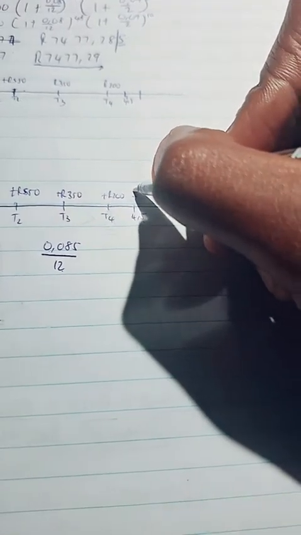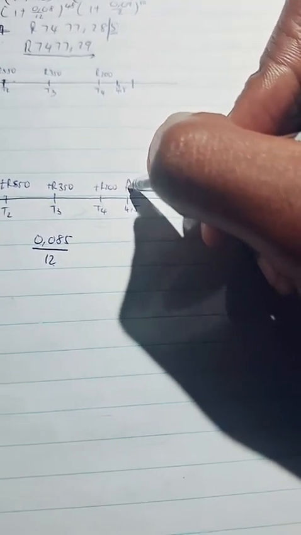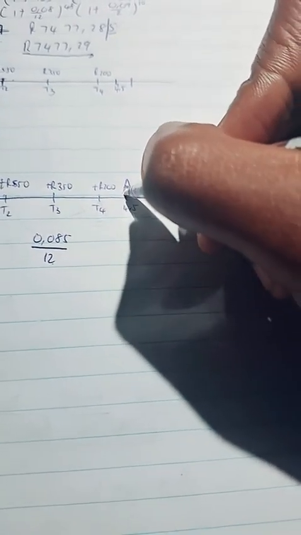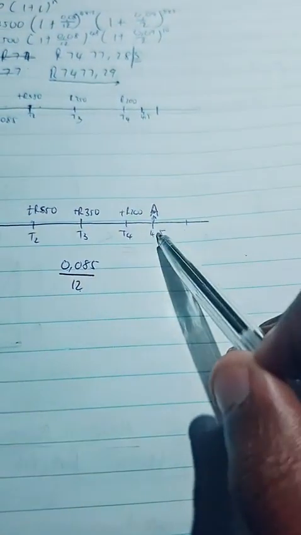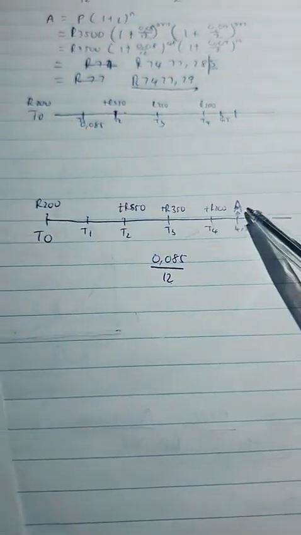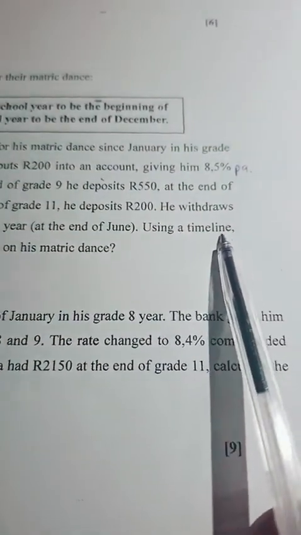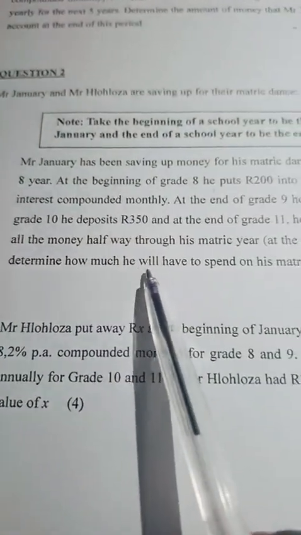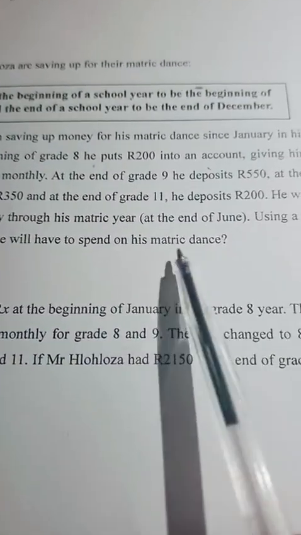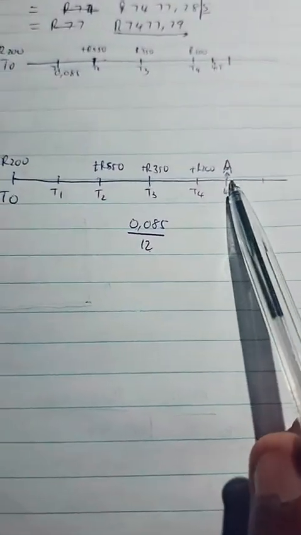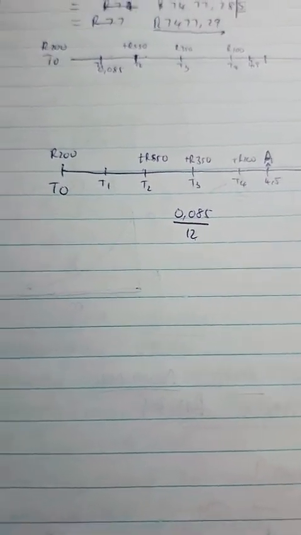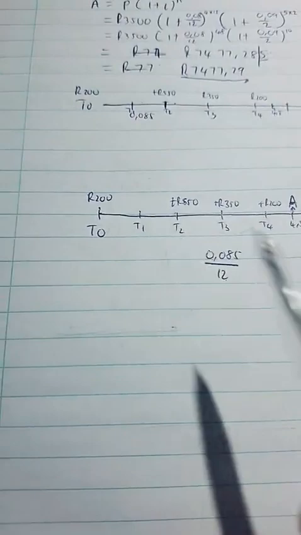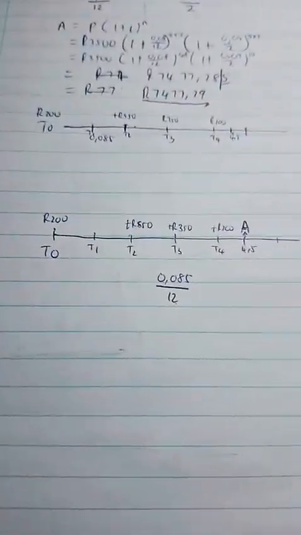Okay, so what we are interested in is what amount of money does he have? Yeah, that's the accumulated amount. We want to know because we know he withdraws, but we don't know the amount he withdraws. So we are saying here now, using a timeline, determine how much he will have to spend on his matric dance. So we need the A value at 4,5 years. That makes sense. Okay, now I need you guys to listen to me very well.